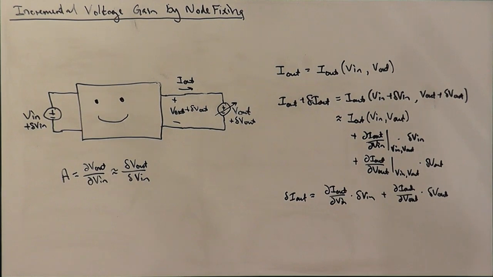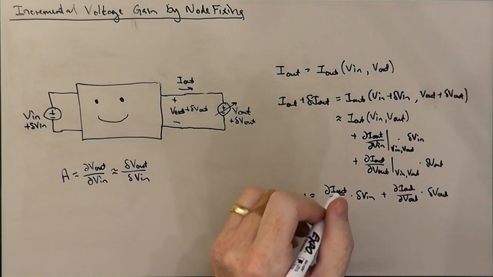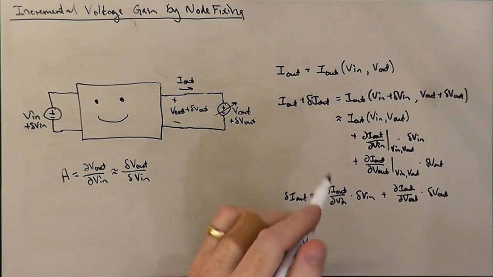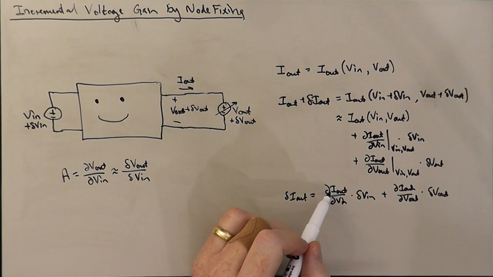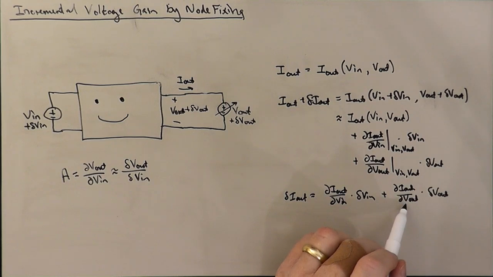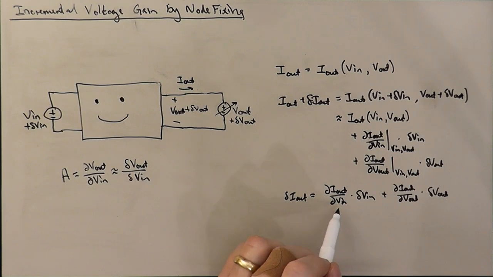Now, a couple things to note here. One is that these are partial derivatives, and so when we take a partial derivative, di out dv in, this partial derivative is taken with v out held fixed. All other parameters in the circuit, all other variables in other dimensions are held fixed when we take this partial derivative. Likewise with this one, di out dv out is taken with v in held fixed.